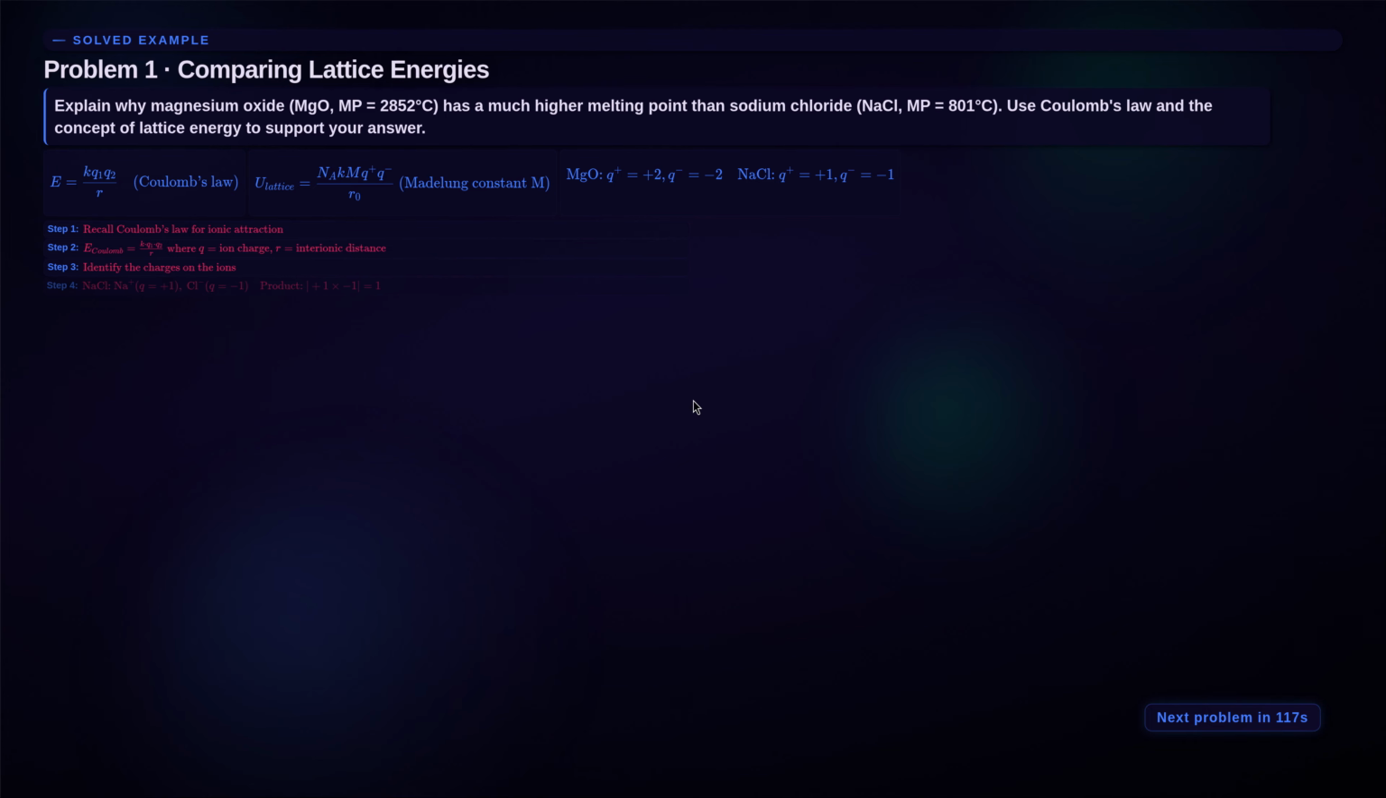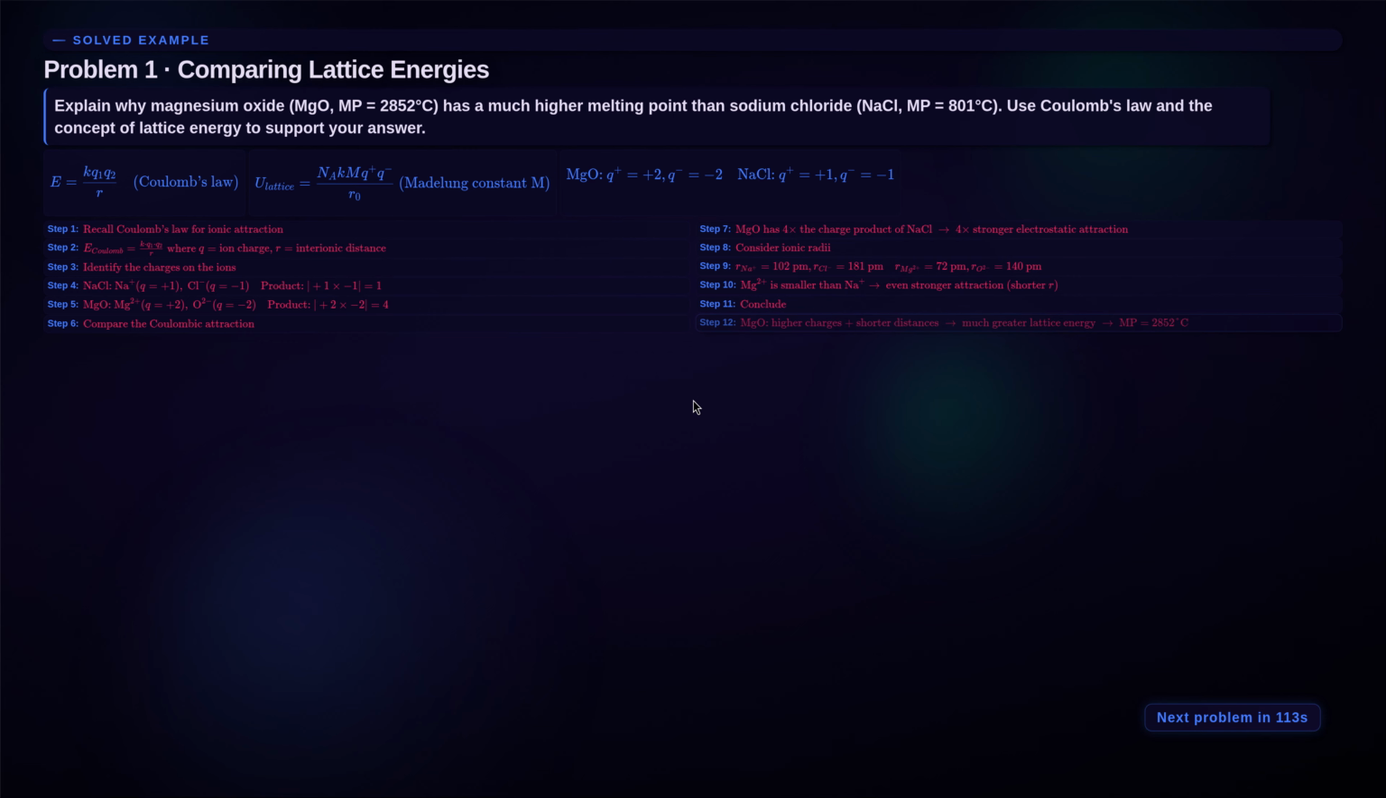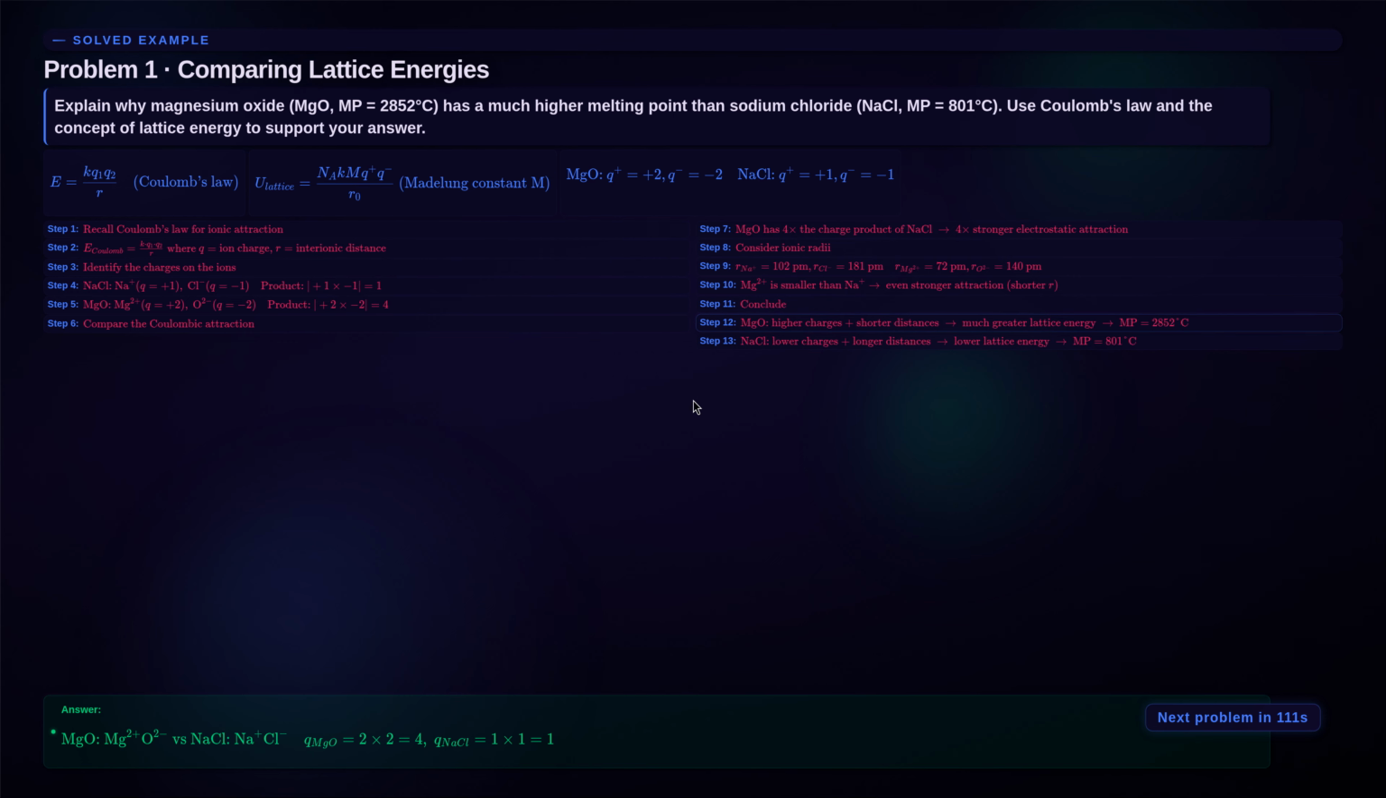Problem 1. Explain why magnesium oxide has a much higher melting point than sodium chloride. Use Coulomb's law and the concept of lattice energy to support your answer. We will solve this step by step.